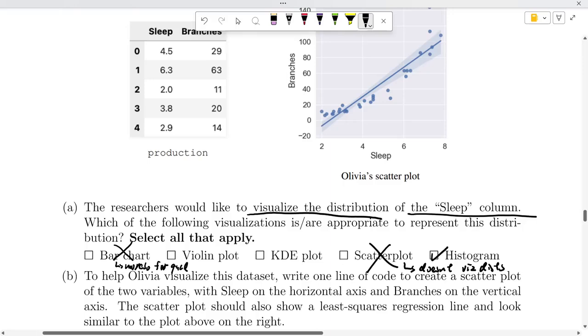So therefore, the final answers are histogram, KDE plot, and violin plot. A violin plot is very useful in that it is at the same time kind of a box plot plus a KDE plot. It's pretty cool.